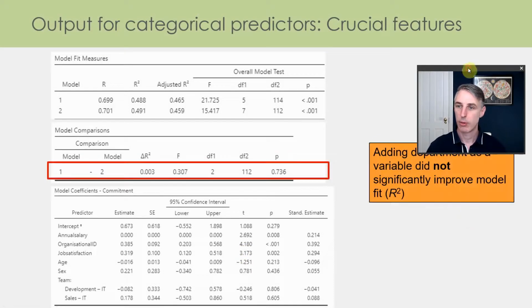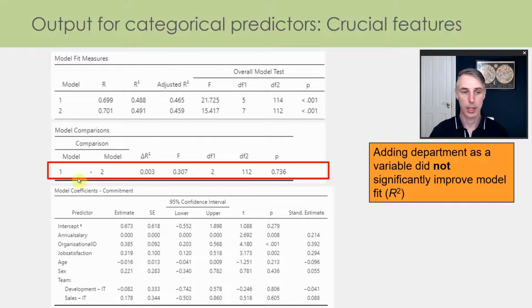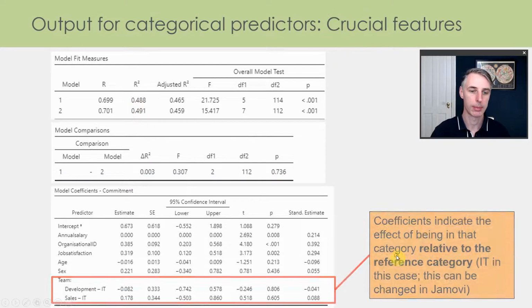So again, following on from the hierarchical regression analysis, we can now see that compared to the model that doesn't have team, adding team explains an additional 0.003, so less than 1% of the variance in commitment, and that is an amount that is not significantly different from 0. So adding team to the model, or department, does not significantly improve the model in terms of variance explained in the outcome. Again, this value is simply the difference between these two values for the separate models.